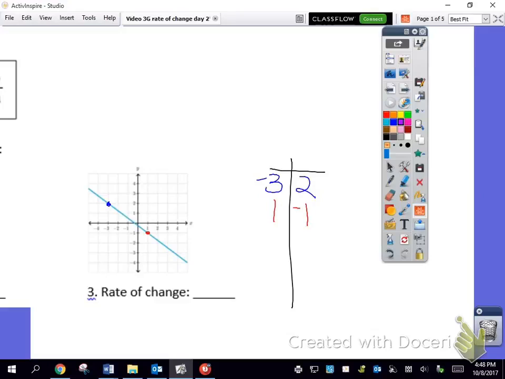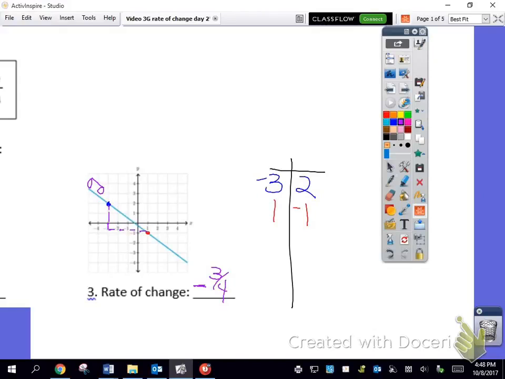Okay, so now, remember, if I put my bike on this, it is decreasing. So it should be a negative. And I'm going down 1, 2, 3. So it looks like I'm going down 3. And I'm going over 1, 2, 3, 4. So down 3 over 4.